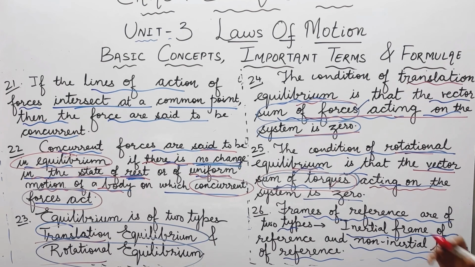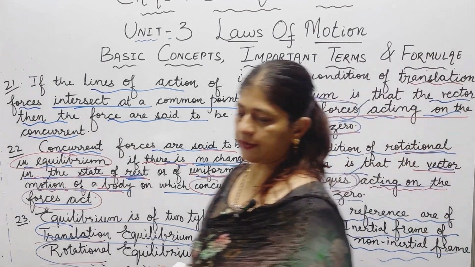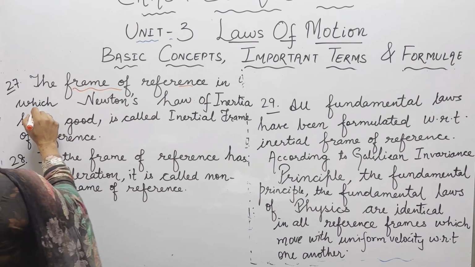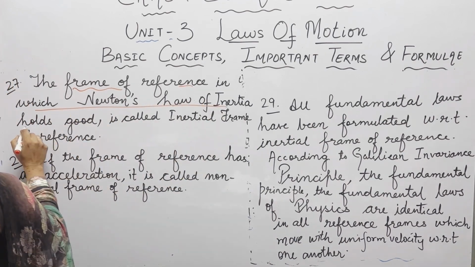It is of two types. One is the inertial frame of reference and another is the non-inertial frame of reference. The frame of reference in which Newton's laws of inertia hold good.